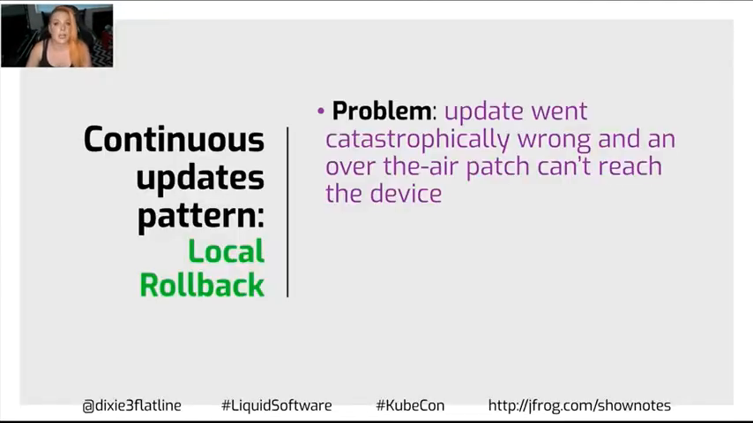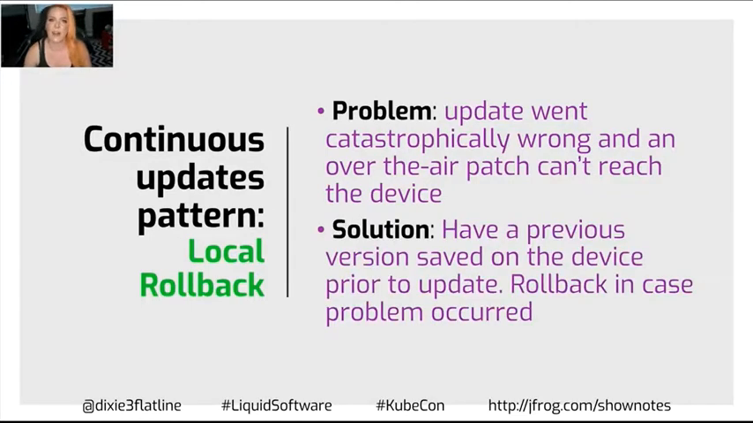So the problem here was that an update went catastrophically wrong in a way that prevented an over-the-air fix from reaching the device. In this example, it's not really harmful. It's kind of just a little bit inconvenient, but if you think about it, that could be really, really dangerous for some edge devices. There are devices out there in some very, very isolated places that would be expensive, impractical, or maybe outright impossible to get to. So it's not really viable.